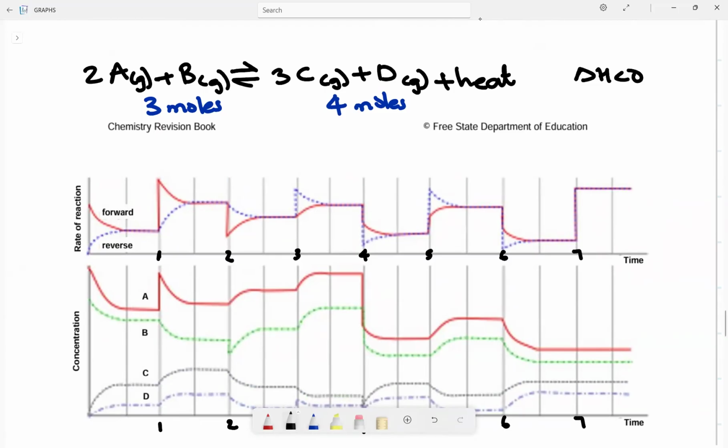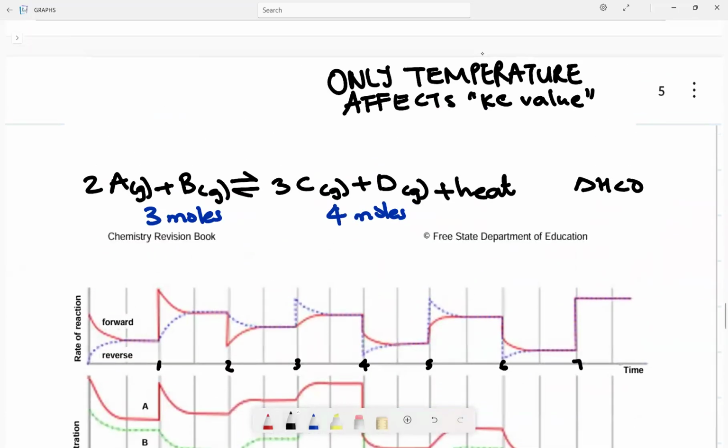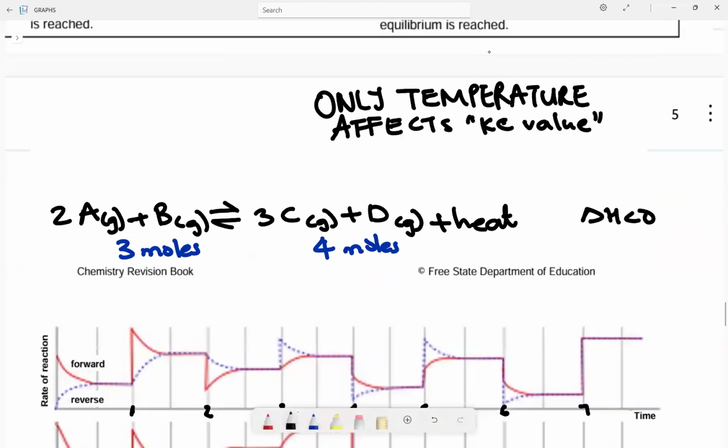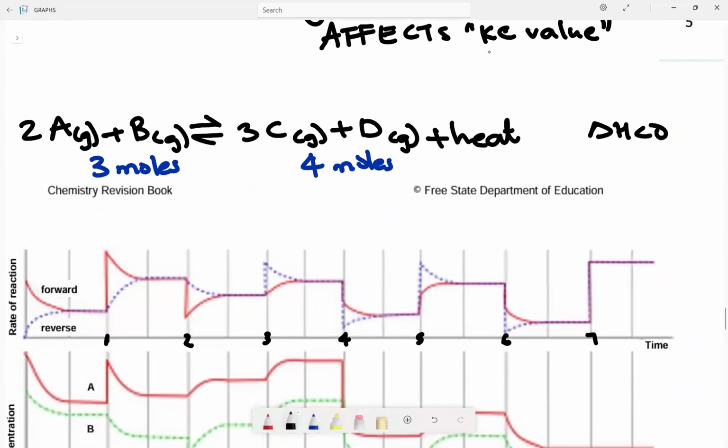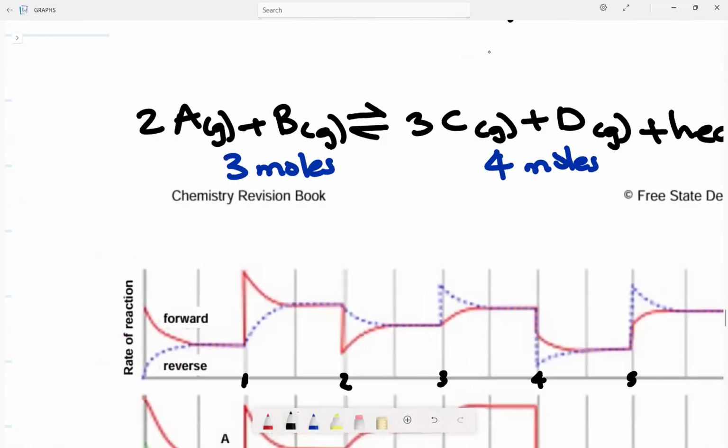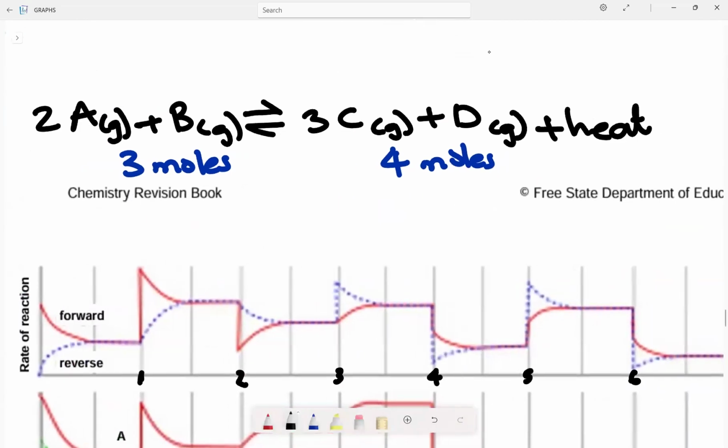Now, let's start first. On this one, I want you to use assumptions. Let's avoid the concentration graph a little bit for now. Let's concentrate on the rate graph for now, first thing first, because on an exam, they will never give you both of them. They give you only one. I want you to analyze this one. Now, let's look at the rate graph.